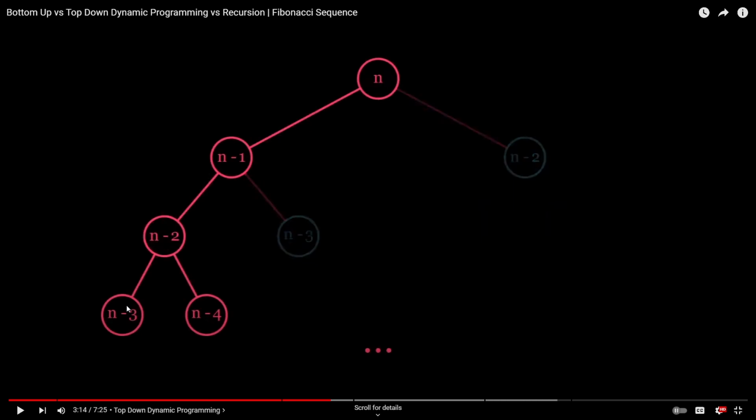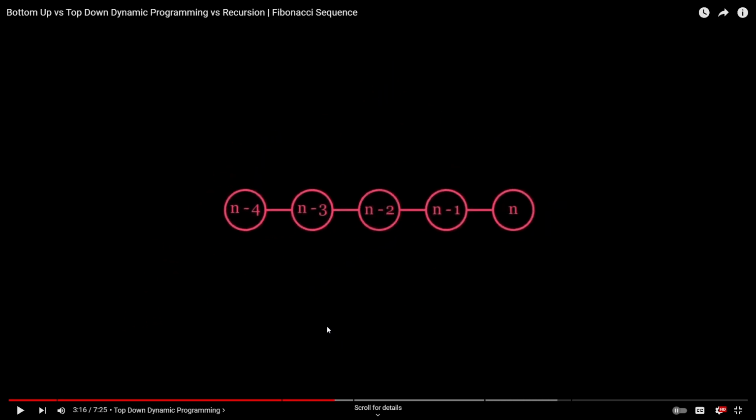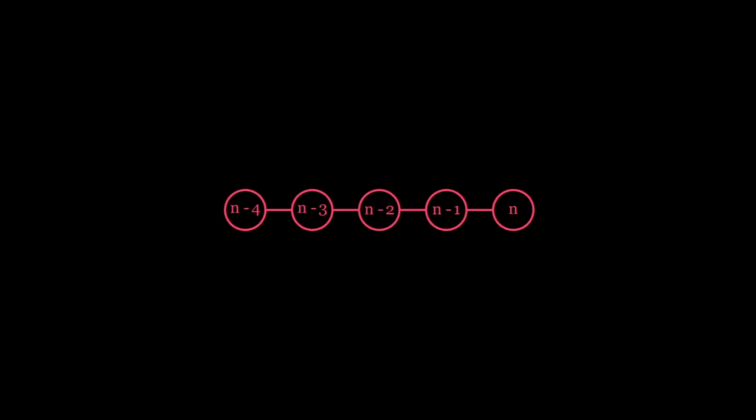When they return, it returns to n minus 2, it returns to n minus 1, then we find out n. Now in the bottom up, smallest to largest element, we start from n minus 4. So we start from the bottom, then we calculate n minus 3, n minus 2, until we find n. A bit more like the visualization of the Fibonacci sequence that we saw at the start.